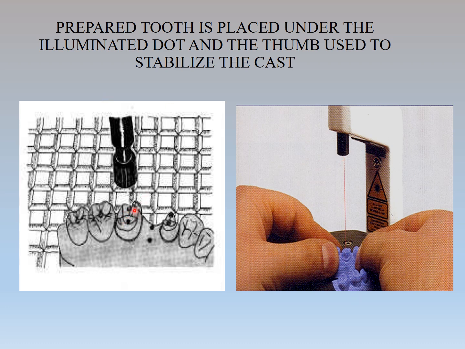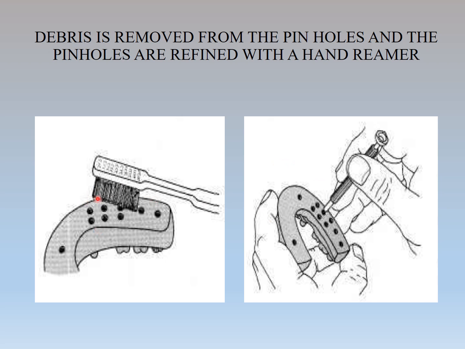So in short, the light beams look like 1 2, 1 2, 1 2 on both the occlusal surfaces, guys. Pontic and the abutment areas. Prepared to this place under the illuminated dot, and the thumb is used to stabilize the cast, and you just press through. It's like a spring, and under the cast it'll make holes. Those are the holes which are drilled. When you turn it around, you see the debris is removed from the pinhole, and the pinholes are refined with the hand reamer or just brushed out.